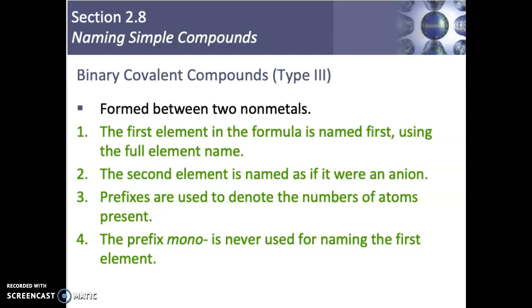If we have a covalent compound, that's our type 3 bond. So covalent, remember, that means that they're sharing electrons. Obviously, the first element in the formula is going to be named first using the whole element name. So if it's calcium, we call it calcium. If it's copper, we call it copper. The second element is going to be named as if it were an anion, so it's going to be an "ide." But here we are going to note the number of atoms present because we're not talking about trading electrons. We're talking about how many are buzzing around. But notice here at number 4, we never use mono for the first element.